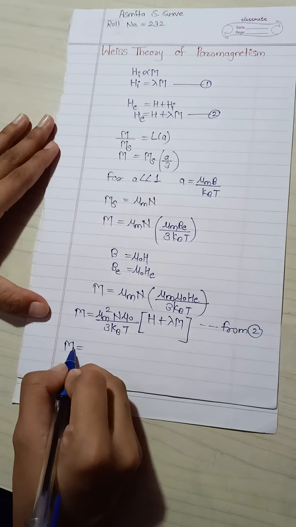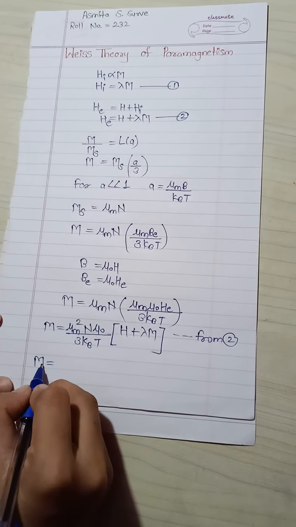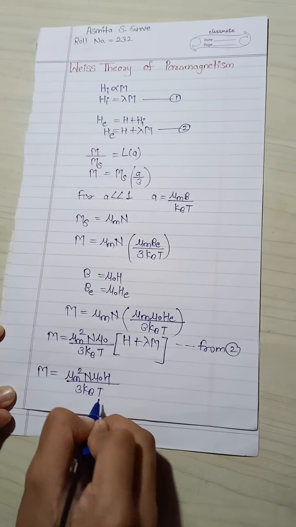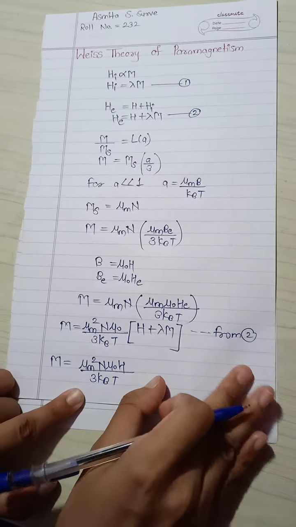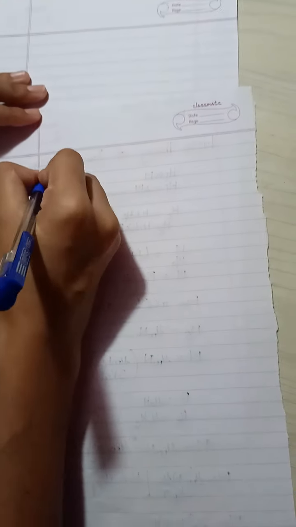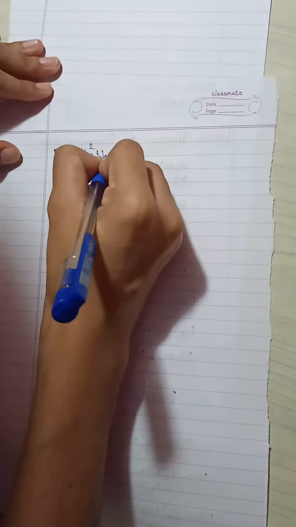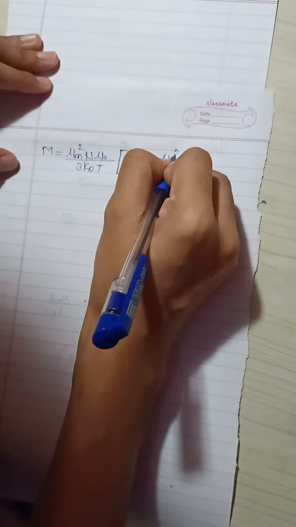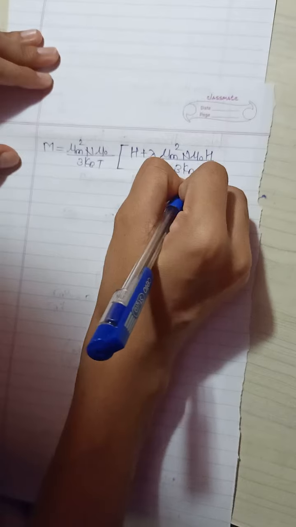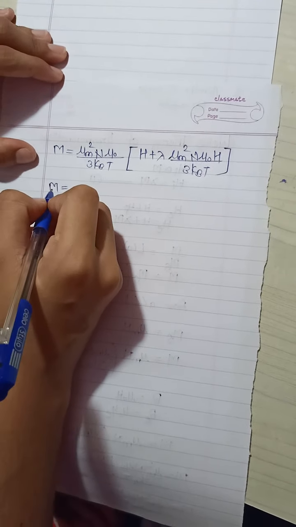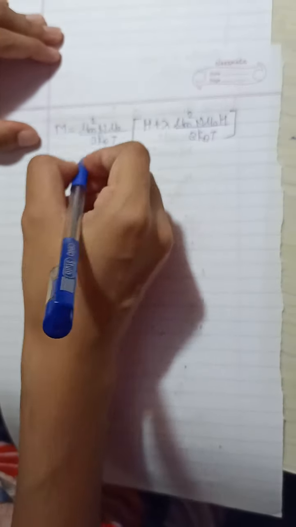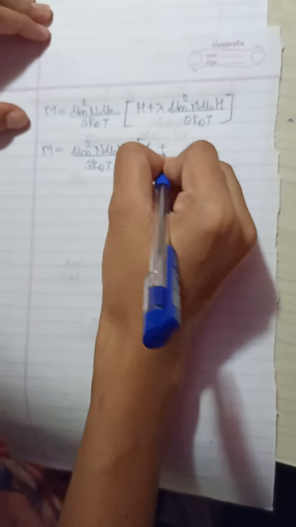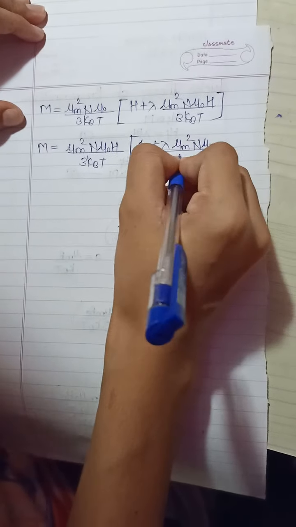As we know, according to the Langevin's classical theory of paramagnetism, the formula for magnetization M is equal to mu_m squared n mu_naught H upon 3 k_B T. Put this formula into that equation, then we get magnetization M is equal to mu_m squared n mu_naught upon 3 k_B T times H plus lambda mu_m squared n mu_naught H upon 3 k_B T. Then by taking H common, we get mu_m squared n mu_naught H upon 3 k_B T times 1 plus lambda mu_m squared n mu_naught upon 3 k_B T.